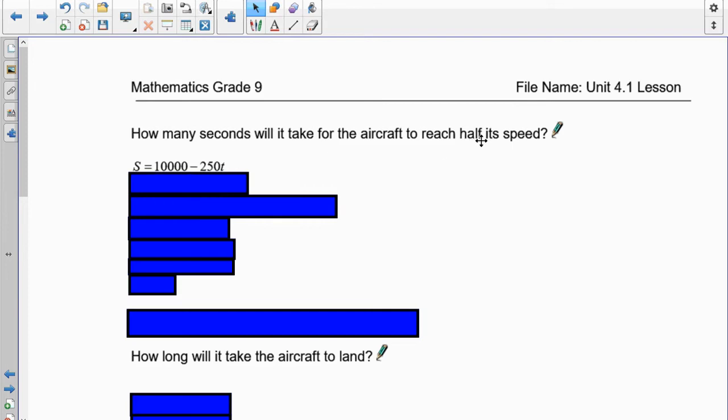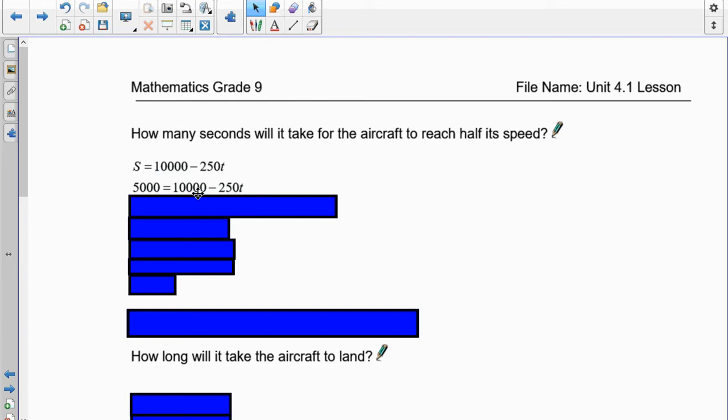Now, I want its speed to reach half of what it started at. It started at 10,000. So I need to find out how long it's going to take for this 10,000 to get to 5,000. So here's my equation. 5,000 equals 10,000 minus 250t. And I need to solve for t.